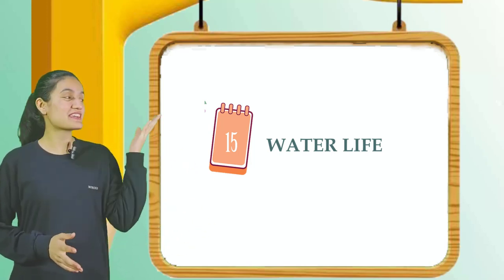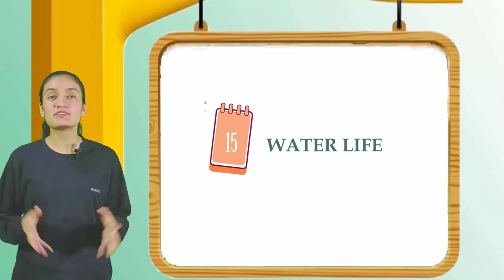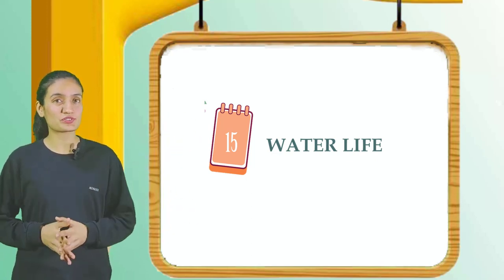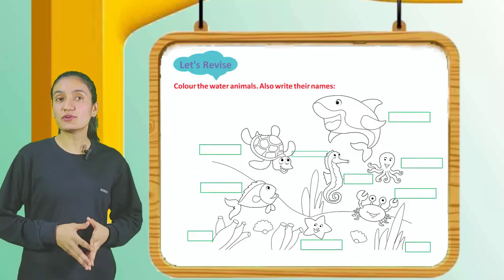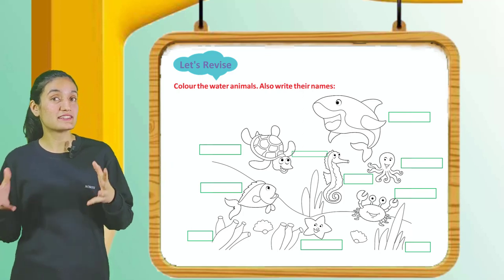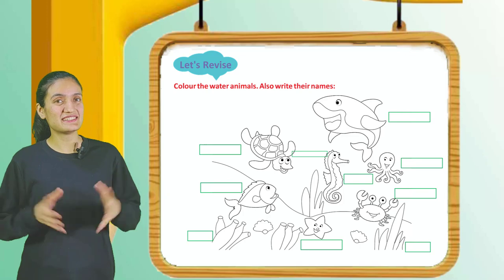Today we are going to start chapter number 15, that is water life. So in the previous chapters you have learned the value of water. Now let's begin the next chapter. Let's revise. Color the water animals. Also write their names. Here you can see some animals. Color them beautifully and write their names.